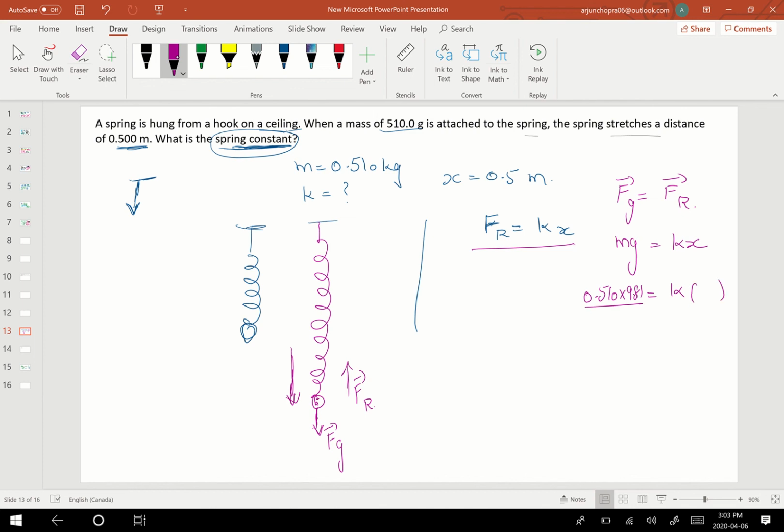Actually, I'll first of all put the value of x here, 0.500. Dividing this by 0.500 cancels out, and the K value comes out to be 2.5 Newton per meter. Newton per meter are the spring constant units. So that's the value you're going to get for the K.